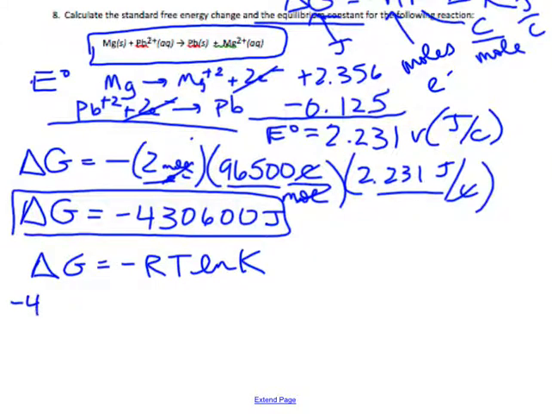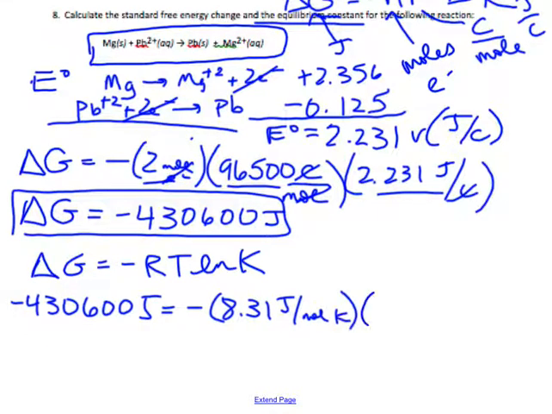So we're going to put negative 430. I need to be in joules here because of the R. Negative, what was my R again? 8.31 joules per mole K. My temperature, since this G is technically standard from that original equation, what would my temperature be? 298. And then ln of K is what we solve for.